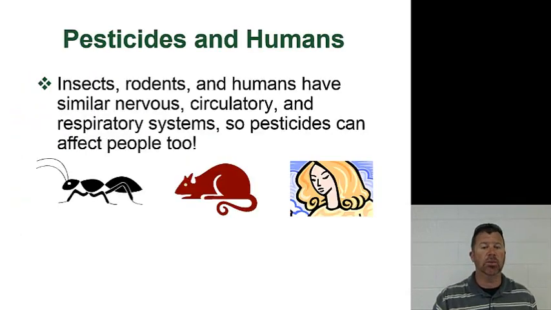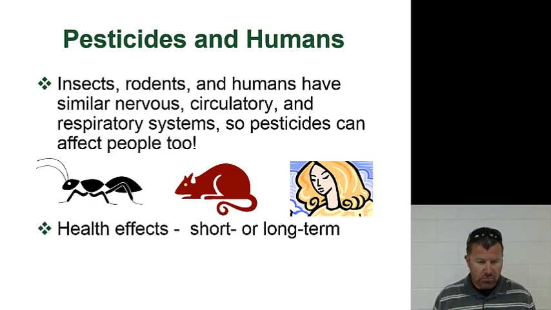All right, pesticides in humans. Insects, rodents, and humans have similar nervous, circulatory, and respiratory systems, so pesticides can affect people too. Think about it. We're applying an insecticide that is going to attack the insect's nervous system. Well, that insecticide can affect our nervous system as well. With rodents, we put out a rodenticide to go after its circulatory system. So when we're applying this type of pesticide, it can also cause damage to our circulatory system.